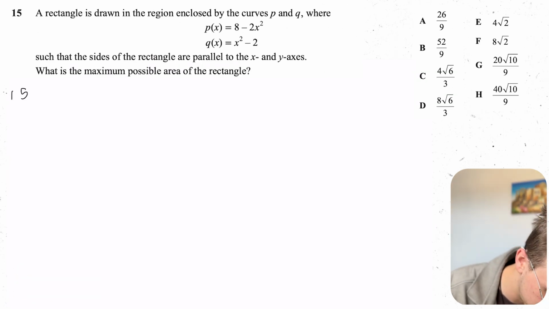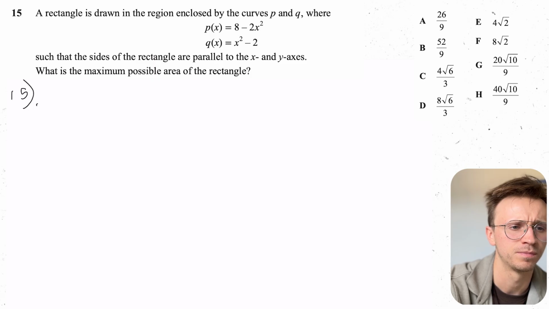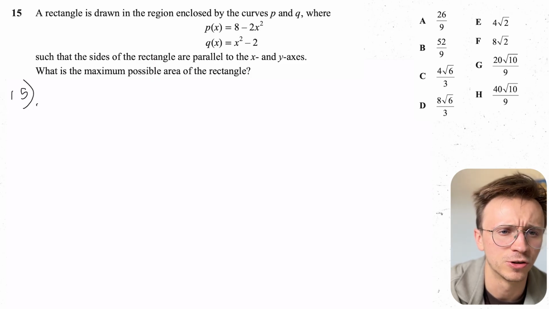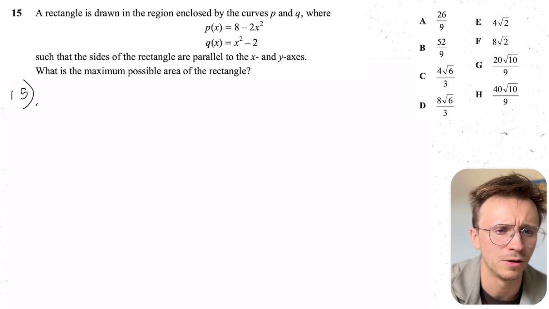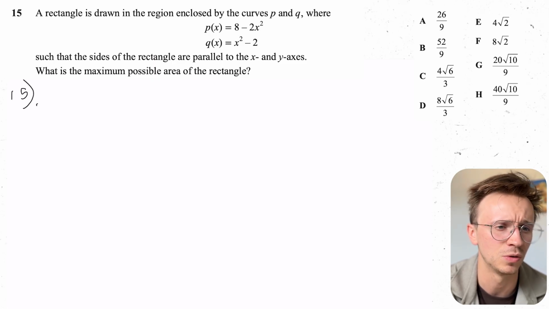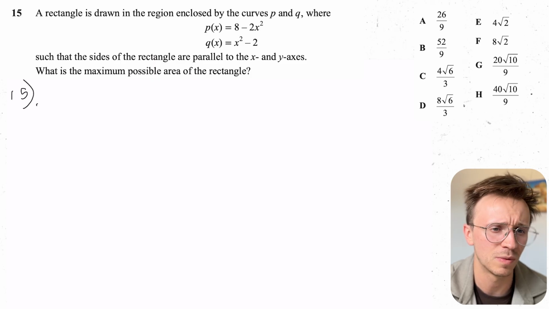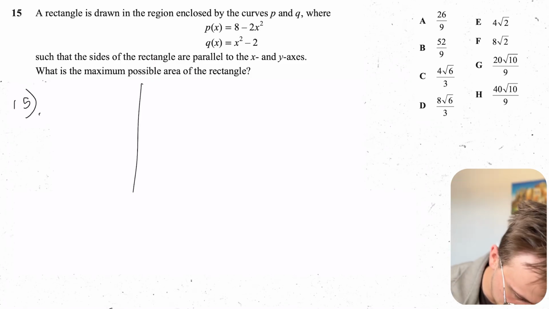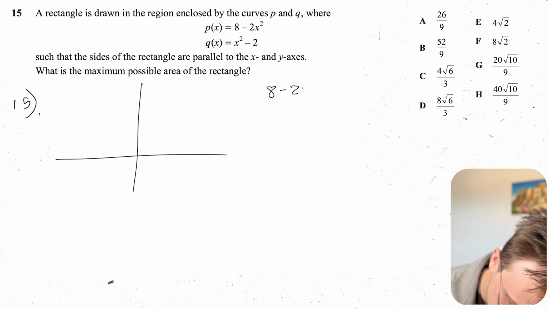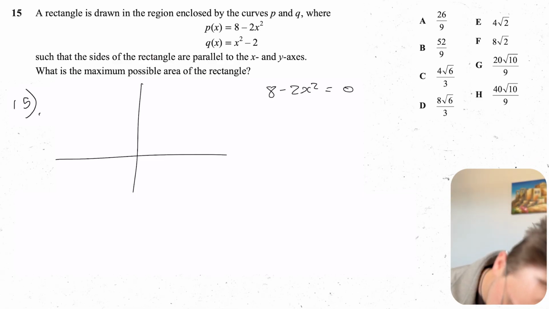15. A rectangle is drawn in the region enclosed by the curves P and Q, where P of x equals 8 minus 2x squared and Q of x equals x squared minus 2. The sides of the rectangle are parallel to the x and y axes. What's the maximum possible area of the rectangle? So we should draw this. 8 minus 2x squared equals 0. So you've got x squared equals 4, x equals plus or minus 2.